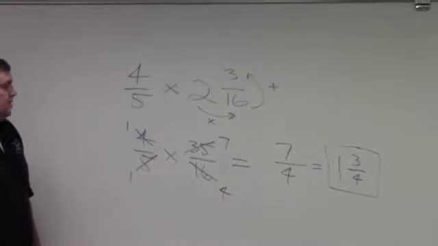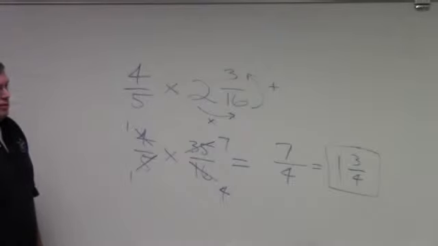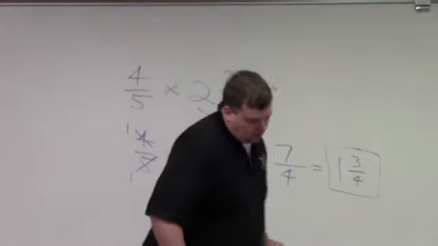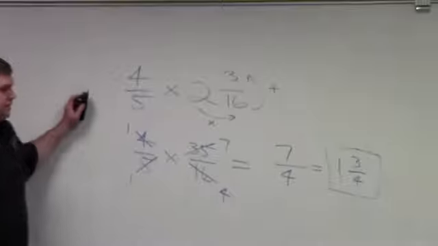If you would have multiplied across, you would have some really big numbers, and then you would have to change it into a mixed number and then reduce it. If you can get into the habit of reducing before you multiply, it makes it a lot easier. Any questions on that?